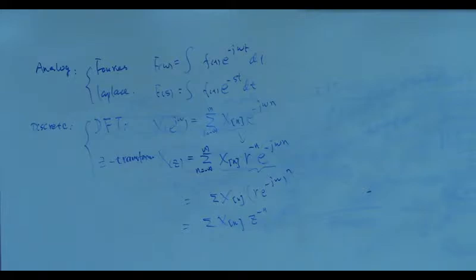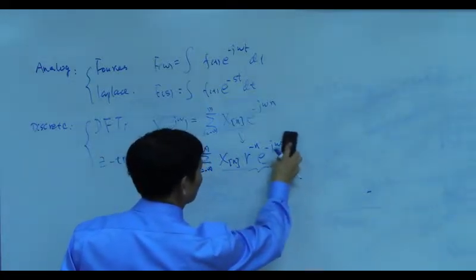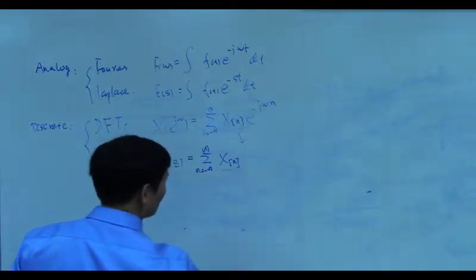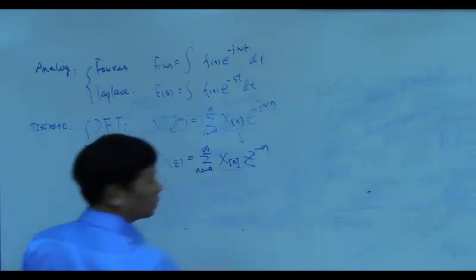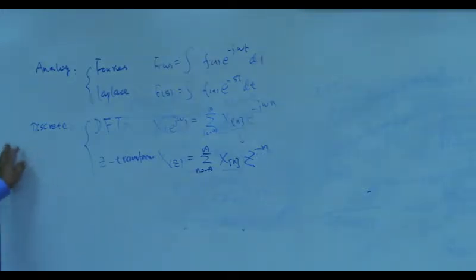Questions on that? I will remove everything here and list here: x[n] times z to the negative n. I'll just copy it here for you. Questions?